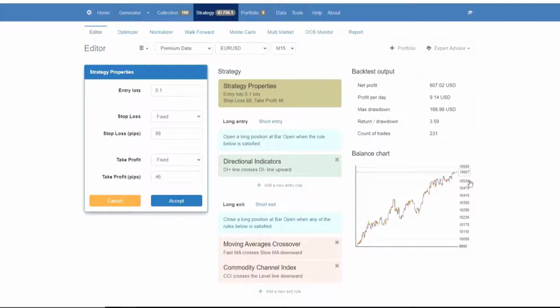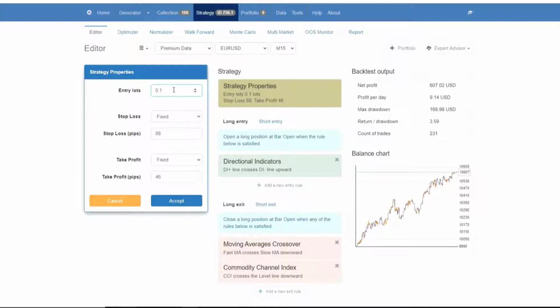Coming back to the strategy properties, the first thing that you'll see is the entry lots. Now, when trading, we always talk in lots. One full lot of a currency is 100,000 units of the base currency. So in this case, we have an entry lot size of 0.1. So this would be equal to 10,000 units of the base currency.